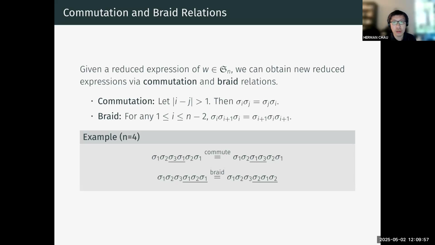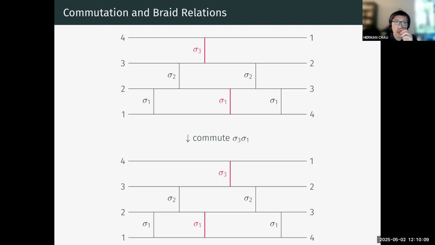So by using commutations and braid relations, we can start off with a reduced expression for some permutation and possibly get many other reduced expressions. If we visualize this again with wiring diagrams, at the top is the one we had seen a couple slides ago. And I had mentioned they involve disjoint wires crossing. So one could just commute the sigma 3 and the sigma 1. On the other hand, to perform the braid move, you're looking for crossings that are adjacent to each other. So sigma 1, sigma 2, sigma 1. And it kind of looks like you're doing some sort of flip on those specific crossings.